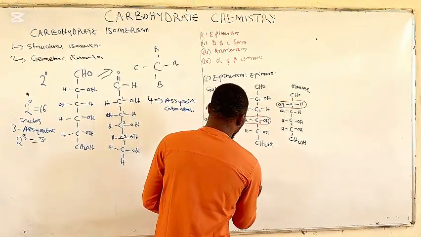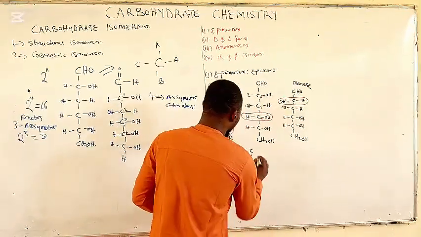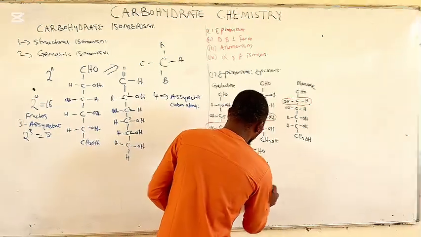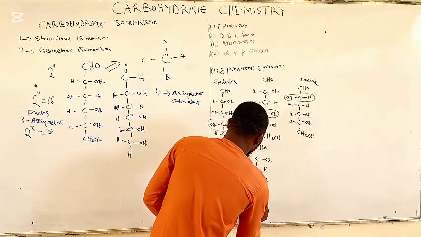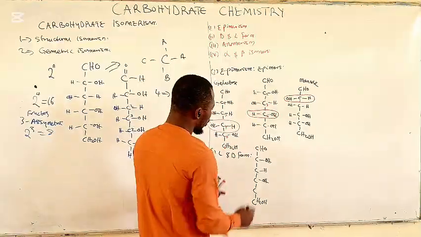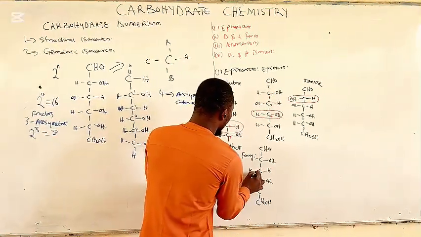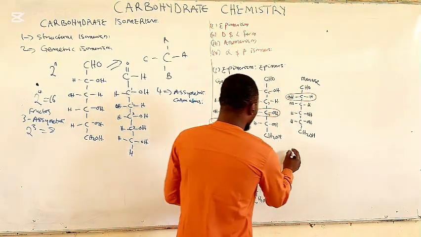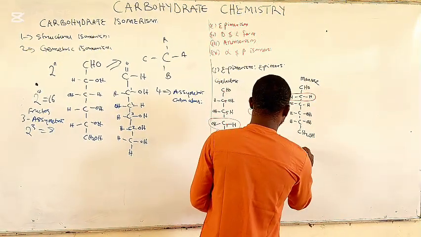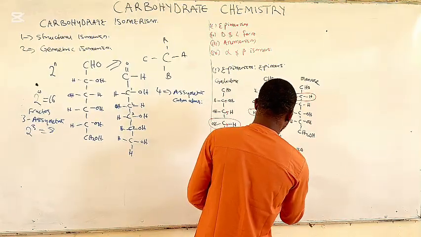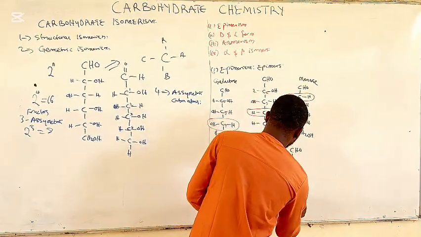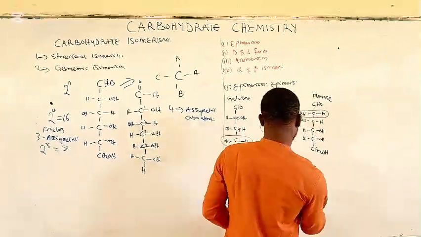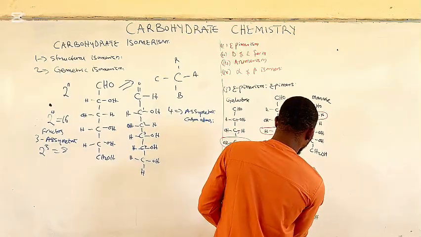Carbons 1, 2, 3, 4, 5, 6. OH, H, OH, then CH2OH. Here is hydrogen, HO, H. Then let's draw another one again: CHO, carbons 1, 2, 3, 4, 5, 6, OH, H, H.